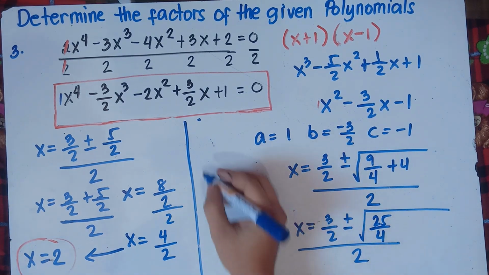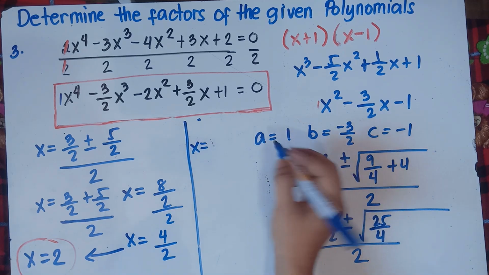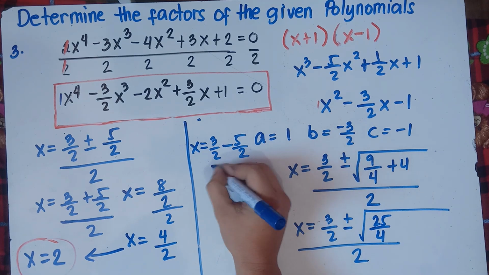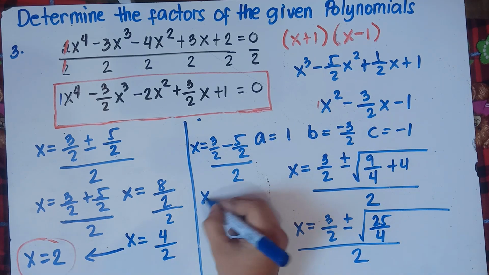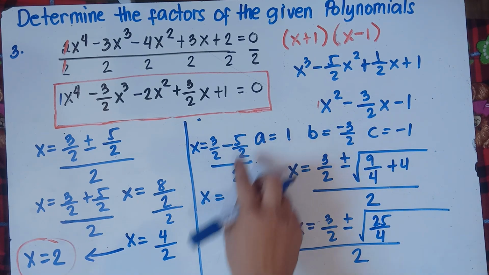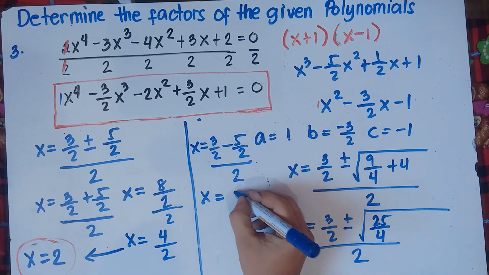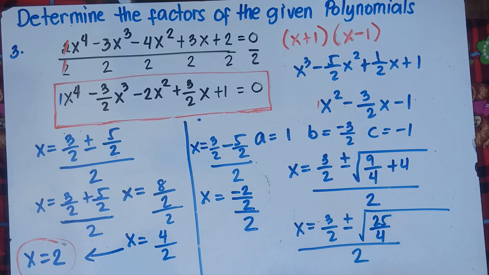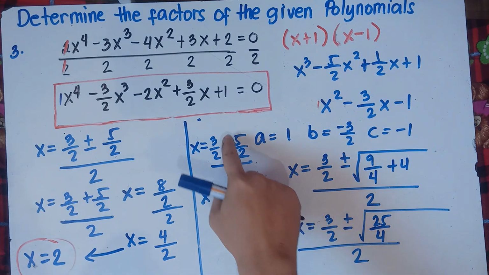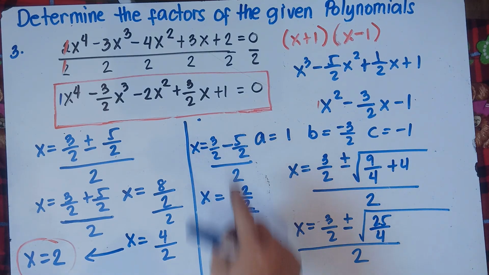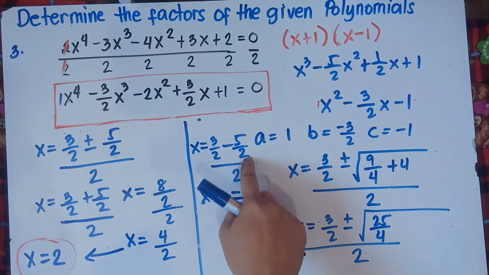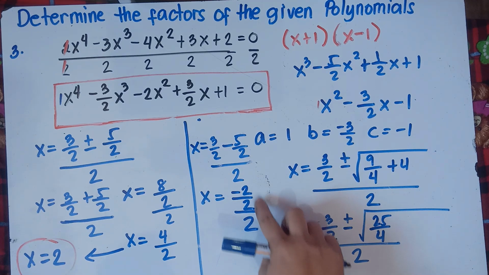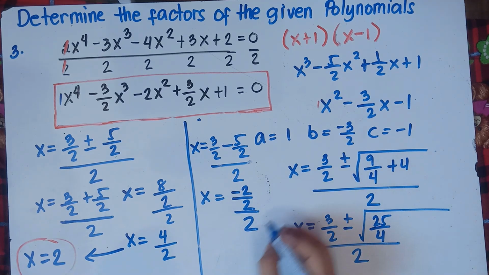And the second answer will be x equals 3 over 2 minus 5 over 2, all over 2. This will be x equals 3 minus 5, so 3 minus 5 is negative 2. Then copy denominator 2. So negative 2 divided by 2 is negative 1.